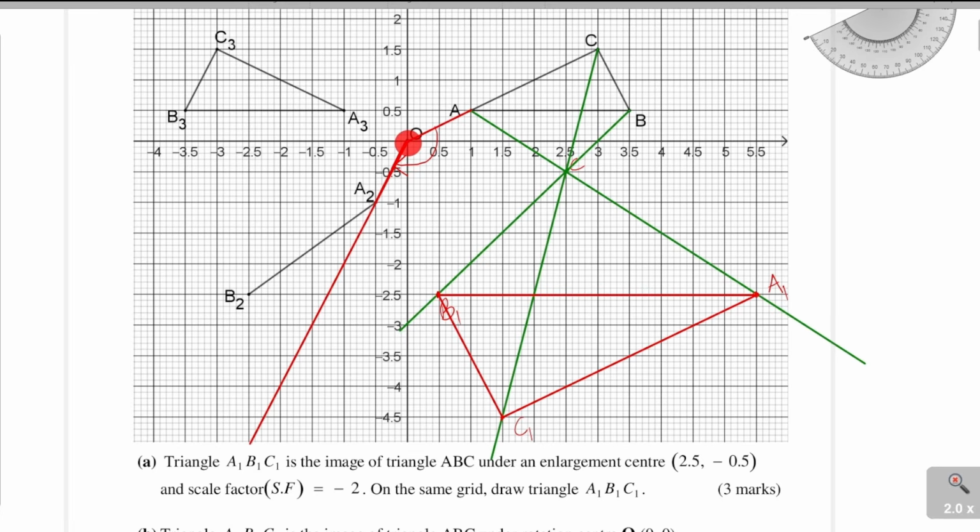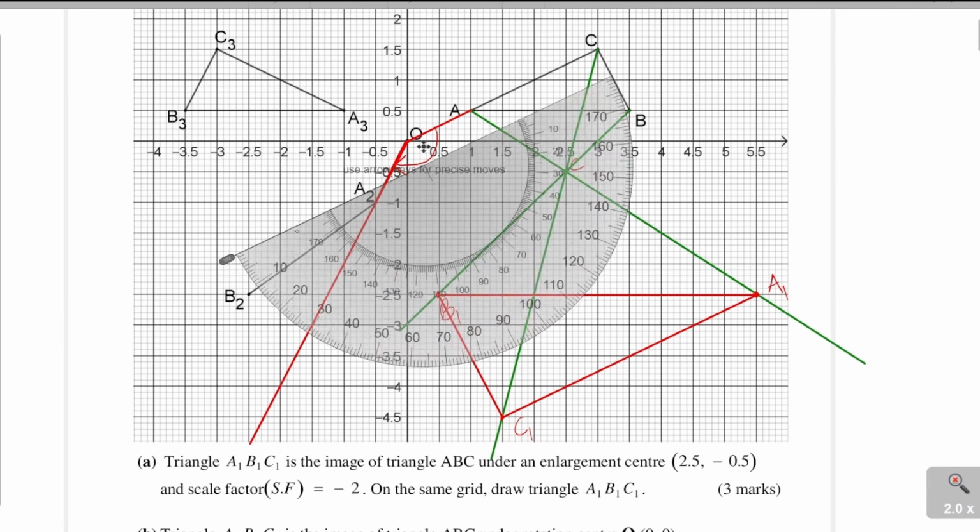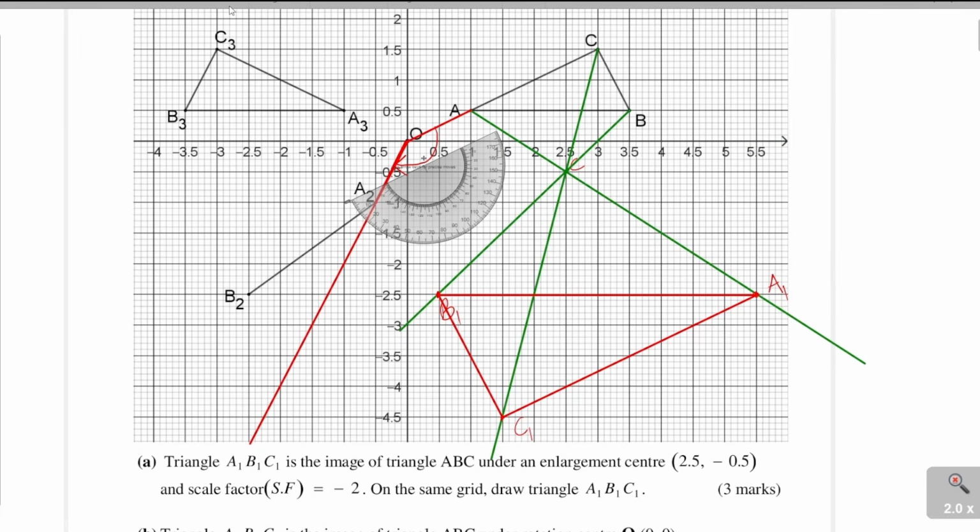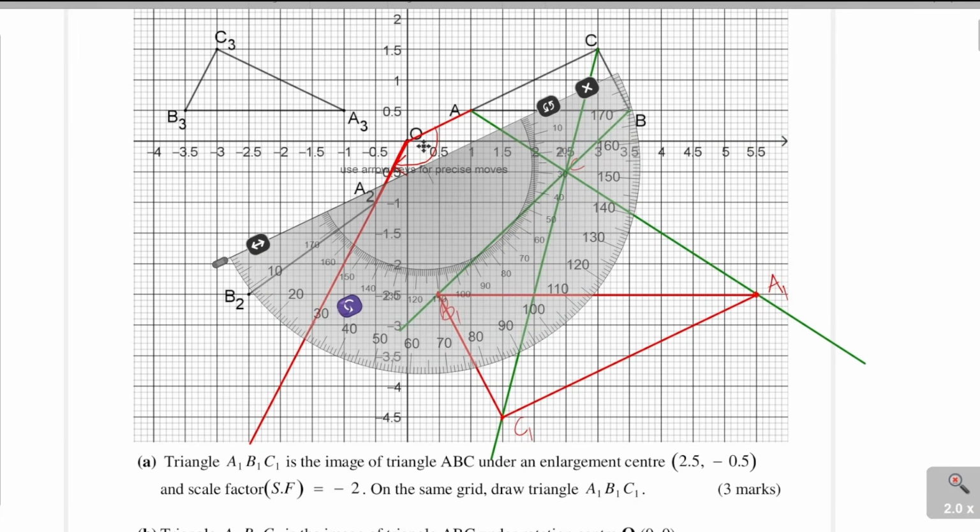And then you measure 143. Already we have measured that angle, so you don't need to repeat that. Already we measured that angle. It is still the same, 143.